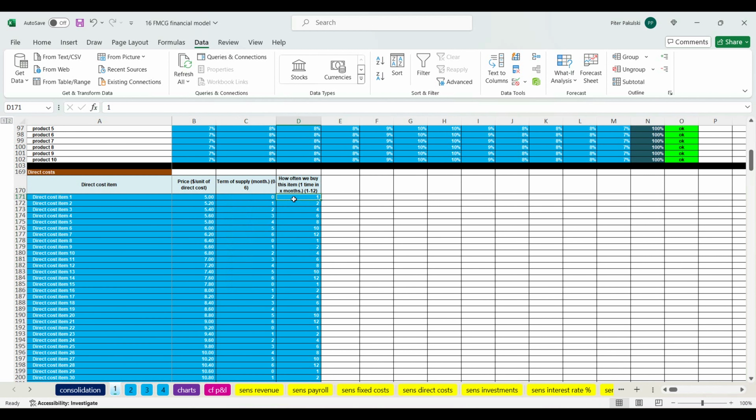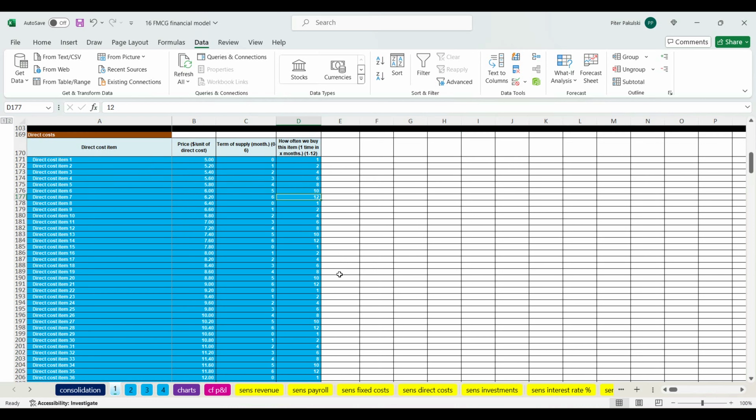One means that if you need this item today, you need to buy it 1 month beforehand. Here you can specify up to 6 months supply period. The next column describes how often you buy each direct cost item. 1 means that you buy it every month. 4 means you buy it once in 4 months. 12 means you buy it once in a year. Here you can enter amount from 1 to 12.